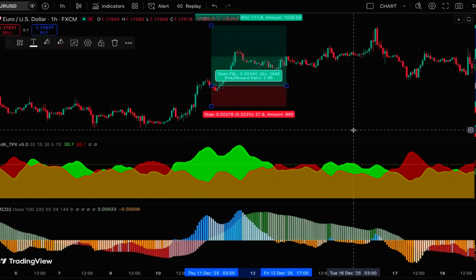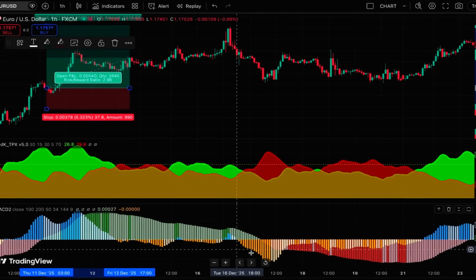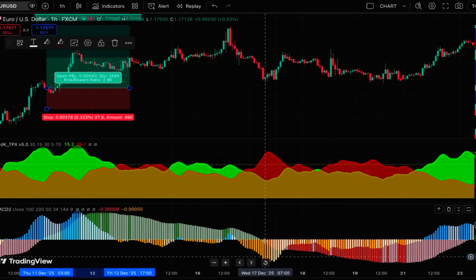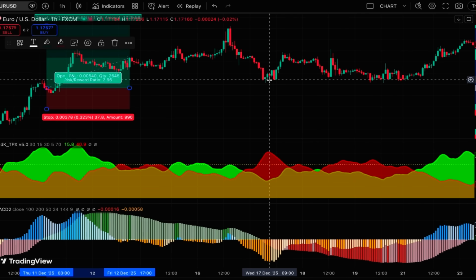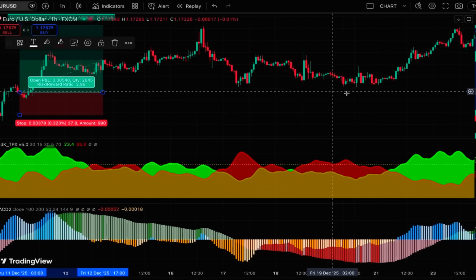But look at this sell signal here. You can see that the longer MACD went below the center line and became red. The shorter MACD is also below the center line. And when we check this indicator, we can see that the area is red. So we have bearish pressure and it is also above 30. So we have a confirmed sell signal here, but this was a false signal as you can see. The price didn't turn down after this.